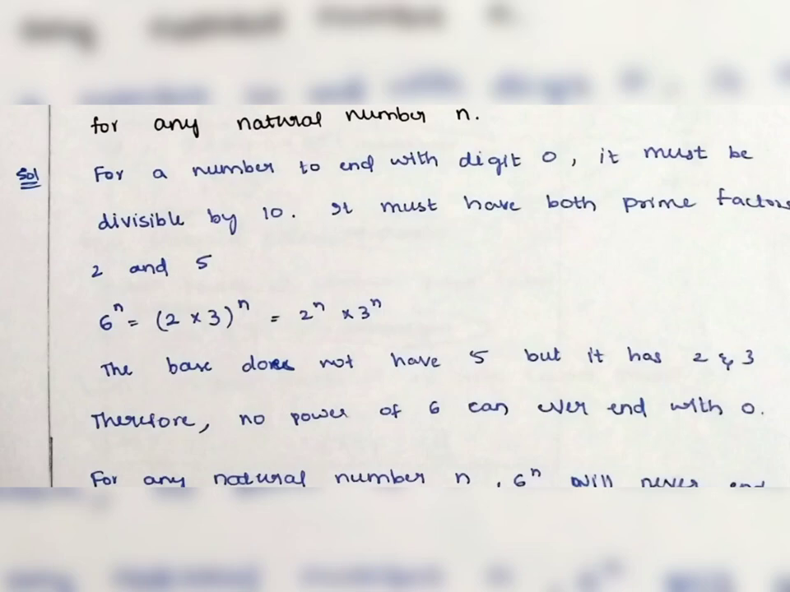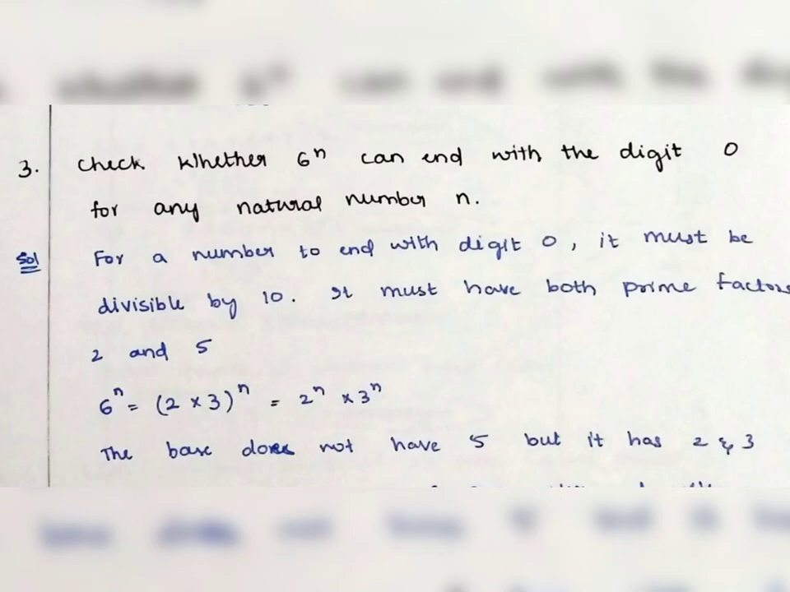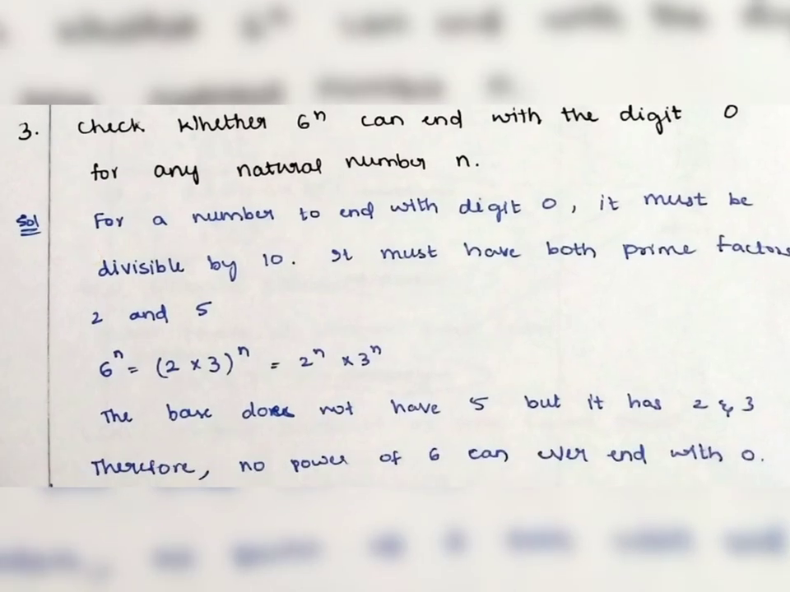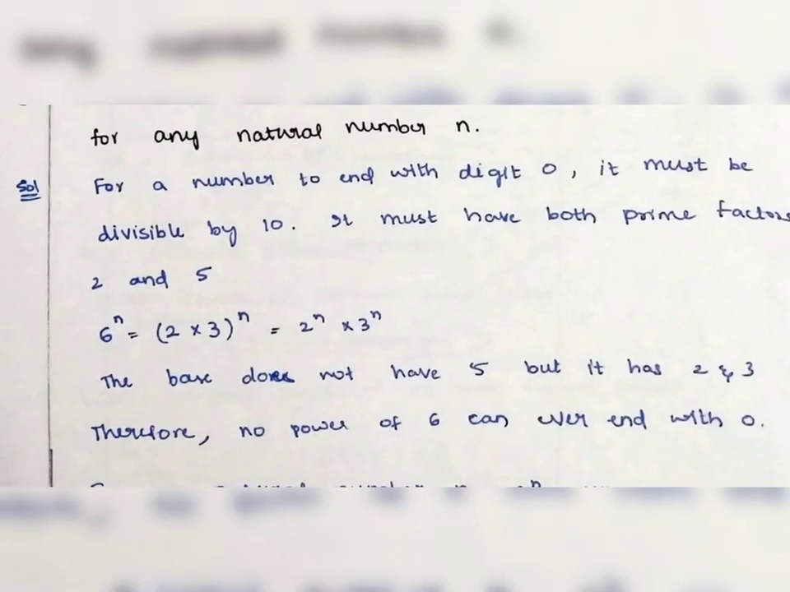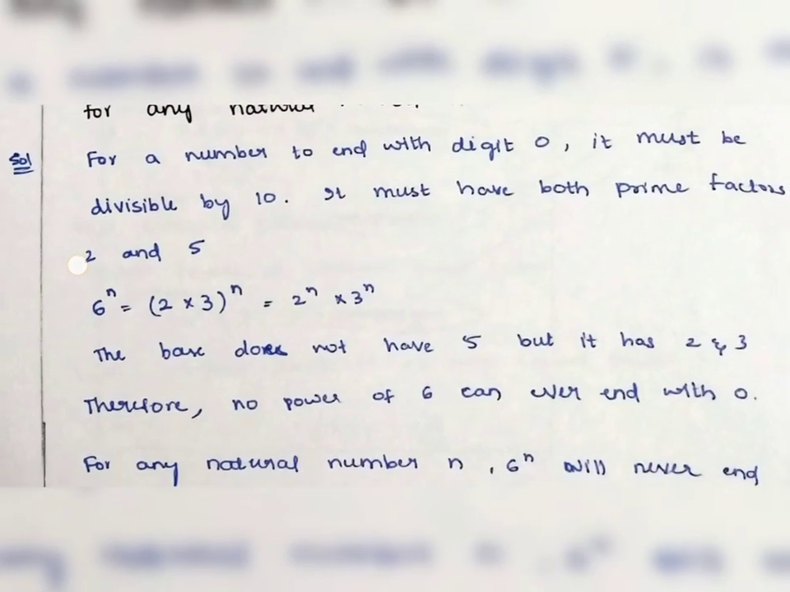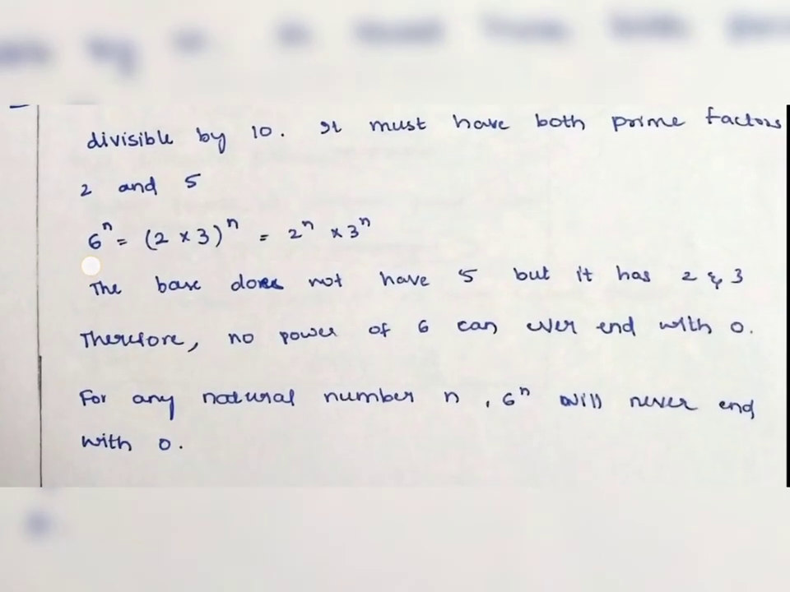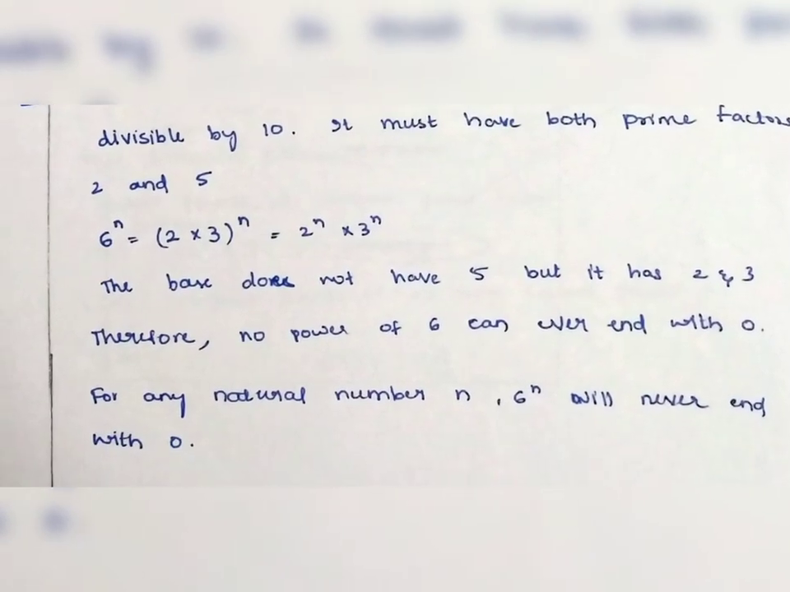If the base has 5, then only it will be divisible by 10. But in this case we don't have 5 at all. The base does not have 5, but it has 2 and 3. Therefore, no power of 6 can ever end with 0.